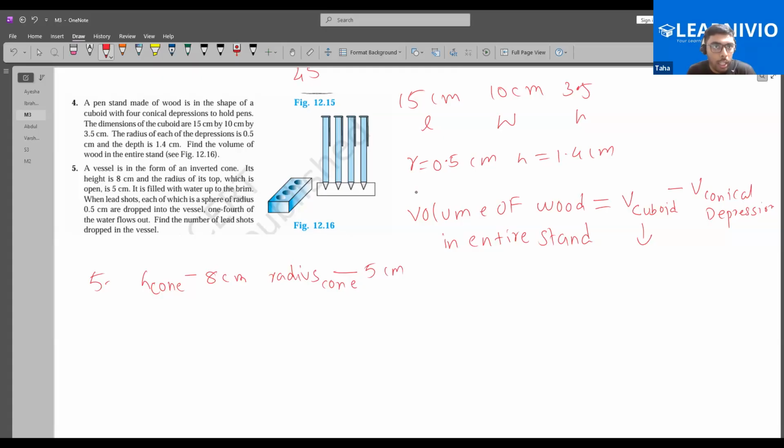When lead shots, each of which is a sphere, with radius 0.5 centimeters, are dropped into the vessel filled with water up to the brim, 1/4 of the water flows out. Find the number of lead shots dropped in the vessel. All right, so this is a loaded question a little bit, but very basic.